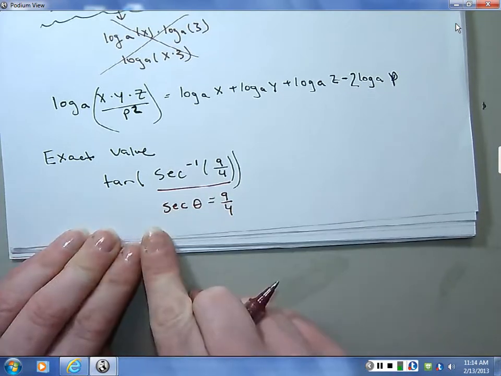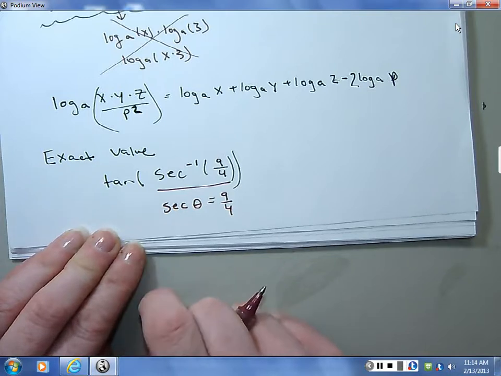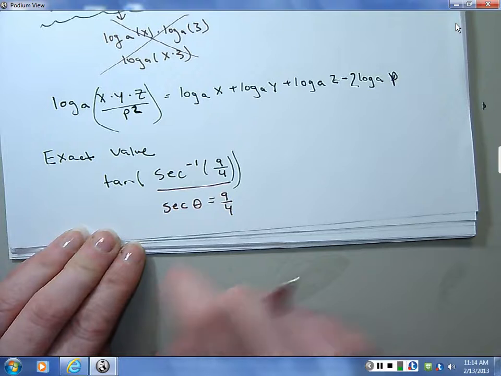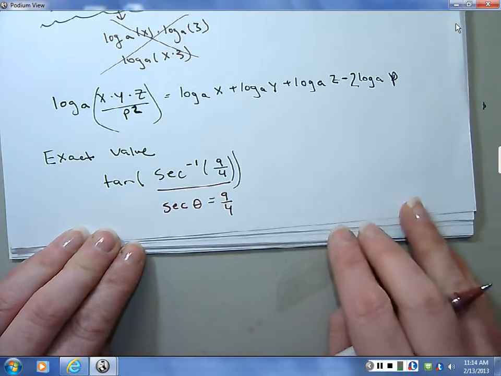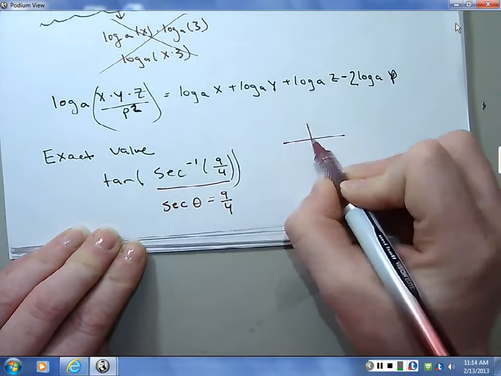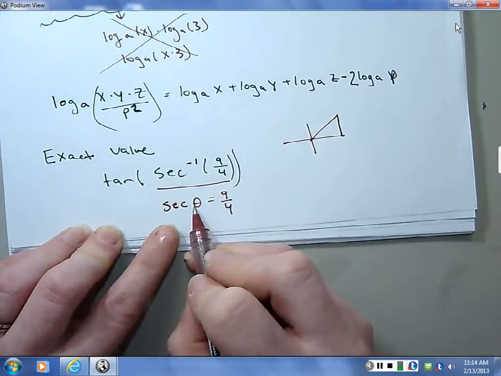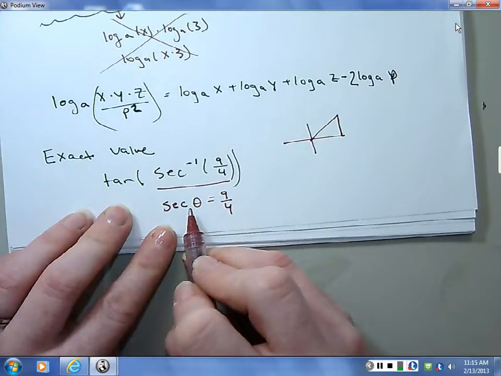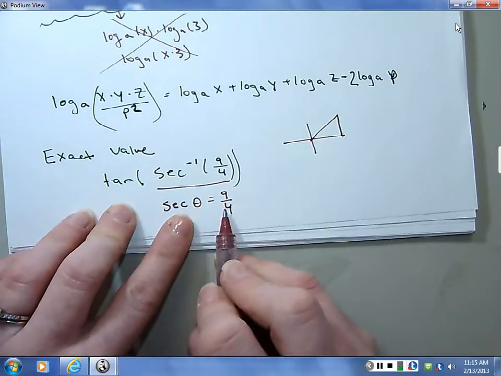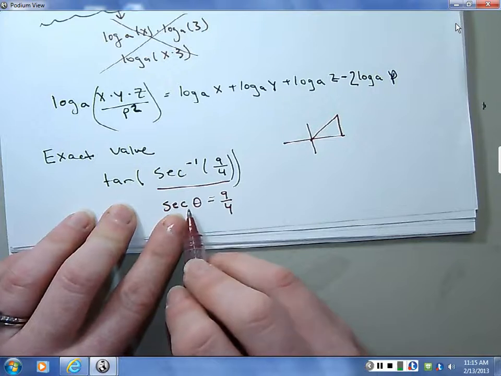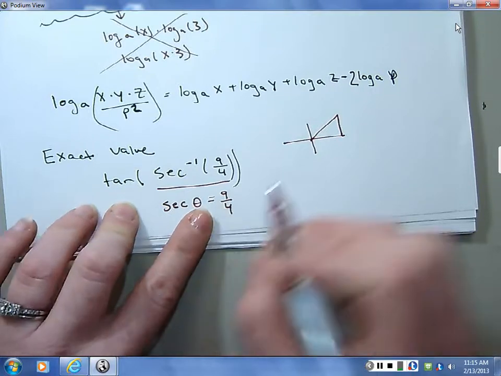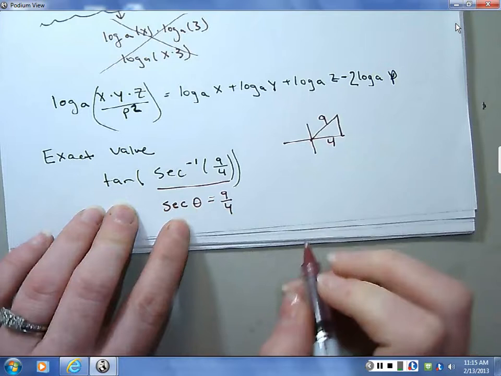Secant's 1 over cosine, right? Cosine inverse only exists in the first and second quadrant, if you think about graphing it. So basically I have this angle, secant's 1 over cosine. So if I know secant of theta is 9 over 4, then I know cosine is adjacent over hypotenuse, so this is hypotenuse over adjacent, so this is 9 over 4, right?